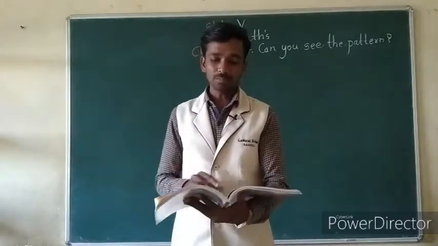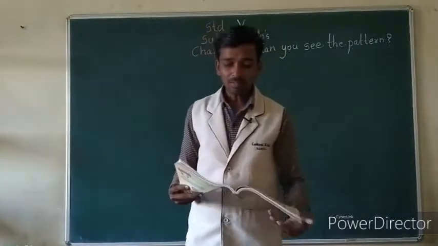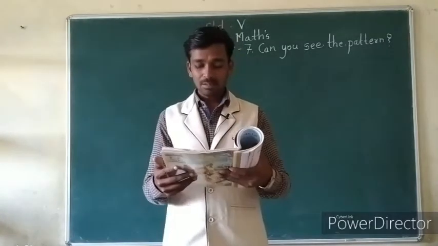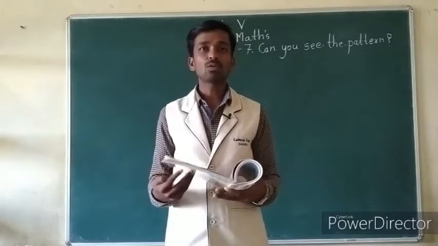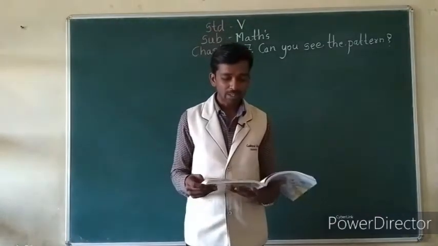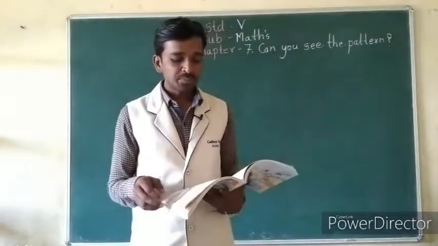Open textbook page number 99. See, this is chapter number 7, Can you see the patterns? Page number 99. We have to start reading. Listen carefully and put your finger on that line. See here, there are two girls. They are talking with each other.